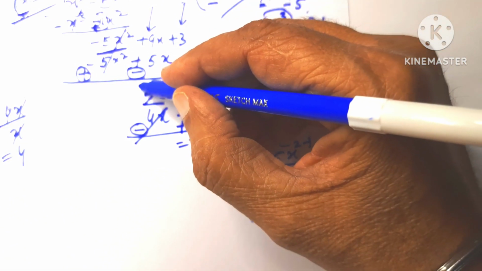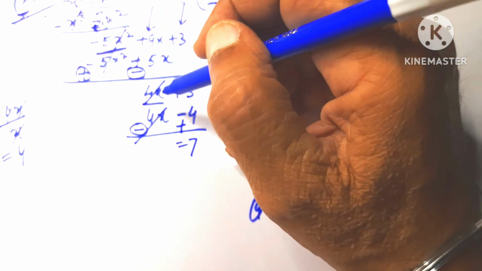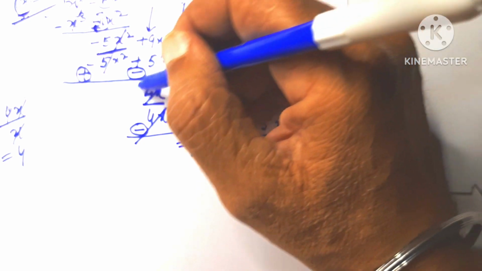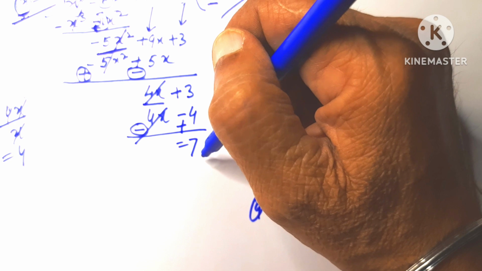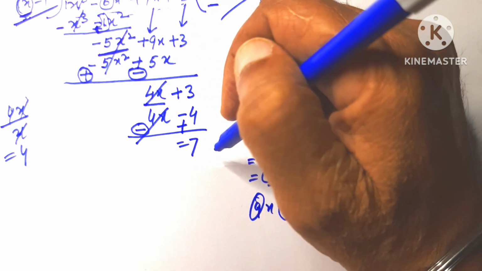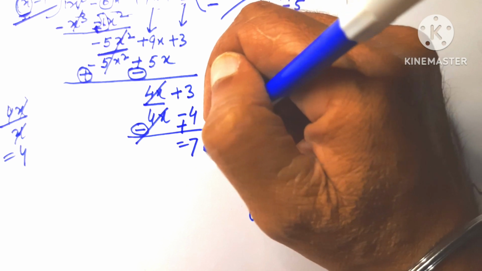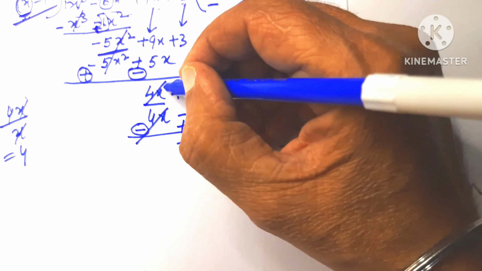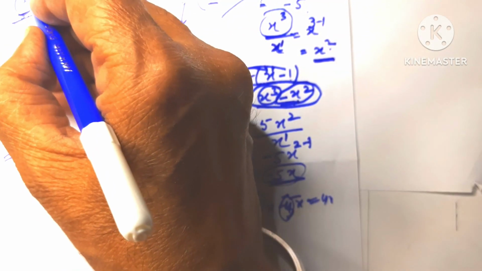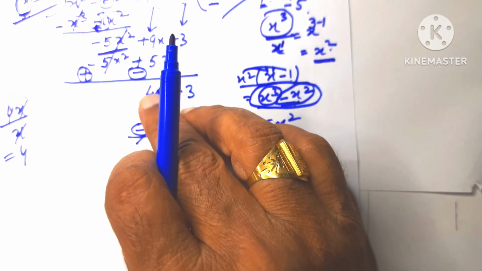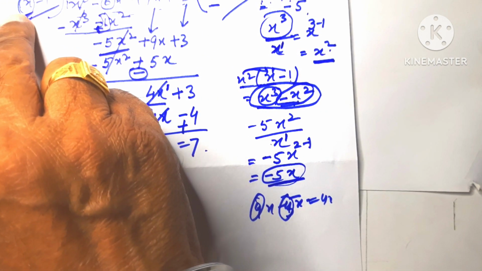Why have we not stopped over here? Why is this polynomial not a remainder? Why only this is a remainder? So the condition for the remainder is the degree of the remainder. What is the degree over here? 1. What is the degree over here? 1. The degree of the remainder should be less than the degree of the divisor.